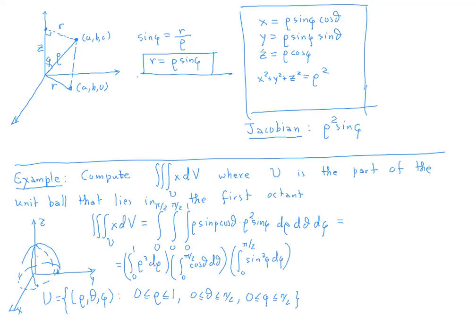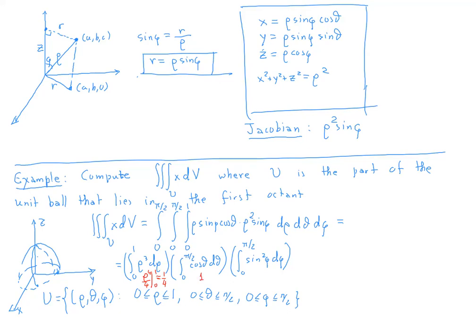Okay, so let me change color so that there is some distinction of this computation. So what do we have here? The antiderivative of rho cubed is rho to the 4th over 4 from 0 to 1, which gives us 1/4, right? The integral of cosine can be found by using the fact that the antiderivative of cosine is sine. So you have sine of pi over 2, which is 1, minus sine of 0, which is 0. So that will give you 1.